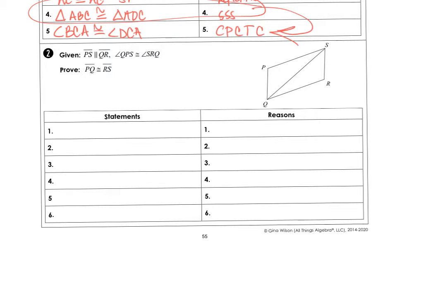Okay, so for number 2, we are given that PS is parallel to QR. So I'm just going to mark that up. Little arrows, and angle QPS is congruent to SRQ, and we need to show that PQ is congruent to RS. So plan of action here, I do have 2 triangles, number 1 and number 2. If I can prove that these 2 triangles are congruent, then I should be able to prove that these sides are congruent by CPCTC. So that's my goal here, right?